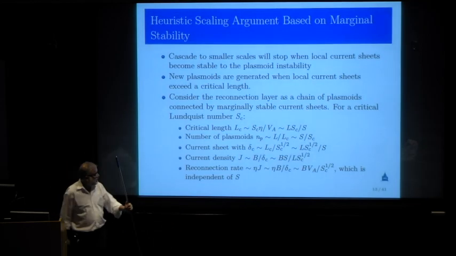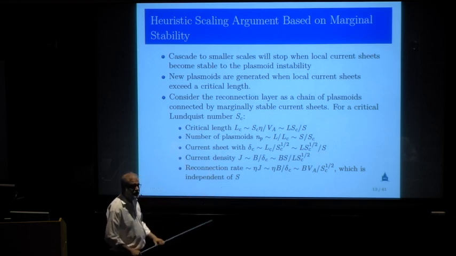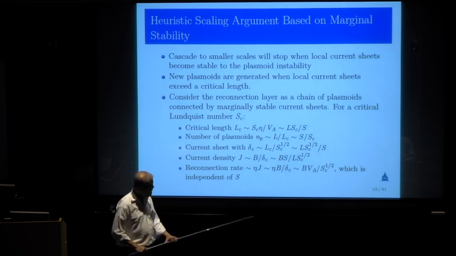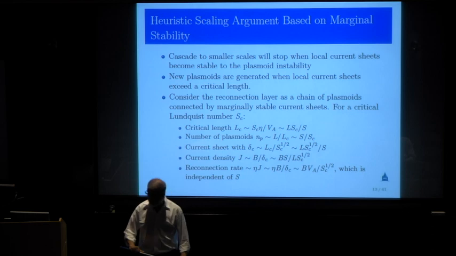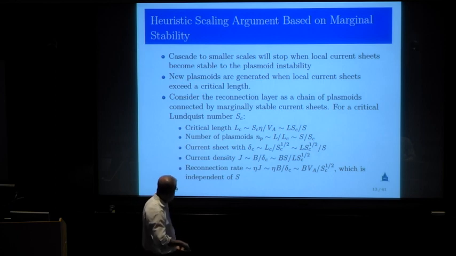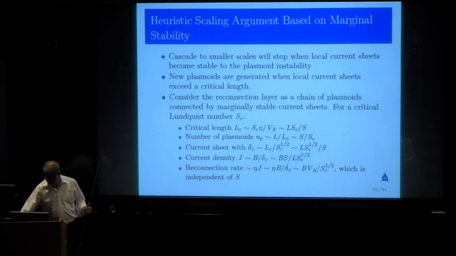As to whether we can understand this result, I'm running a little short of time. But what you can do is come up with a very simple heuristic argument, which I don't have the time to go into, but my slides will be available and you can go through it. Essentially, we can demonstrate that there is a reconnection rate that scales as S_c to the half, where S_c is the critical Lundquist number for triggering the plasmoid instability. That's typically 10 to the power 4. So we can explain this 0.01 VA result independent of resistivity by using a variant of the Sweet-Parker argument, but taking into account the plasmoid instability.